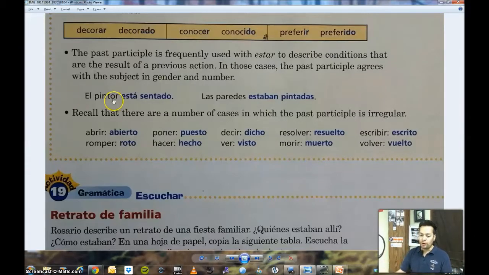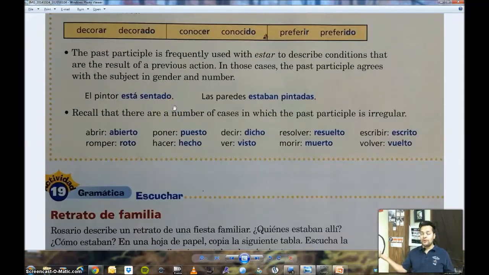El pintor está sentado. Okay, the painter's sitting down or has been seated. Look at this. El pintor, that's a dude. If you were saying la pintora, a girl, then it would be la pintora está sentada with an A, describing la pintora. But in this case, it's a masculine singular noun that we're describing, and your participle has to be masculine and singular too. Okay.